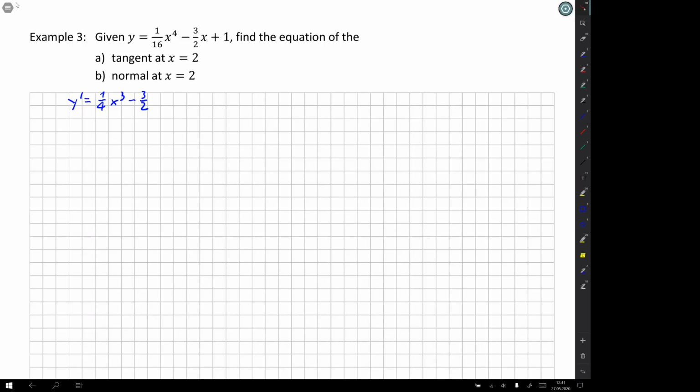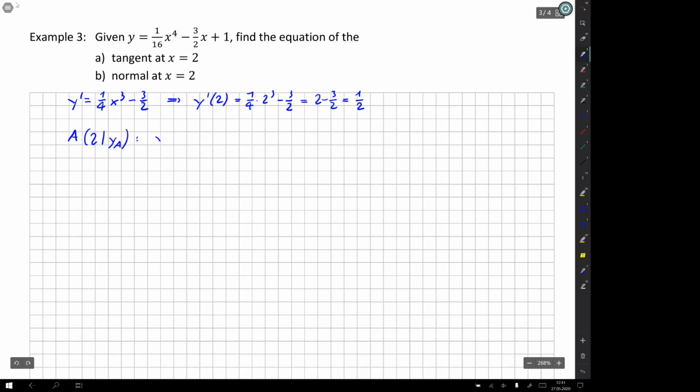What we want to know now is the gradient at x equals 2, so we want y dash at 2. Inserting that, we get 1/4 times 2 to the power of 3 minus 3/2, which is 1/4 times 8, that's 2, minus 3/2. So the gradient at x equals 2 is 1/2. Additionally, we need this point A, where the tangent, and afterwards also the normal, touch or cut the curve, which means this is 2 and ya.